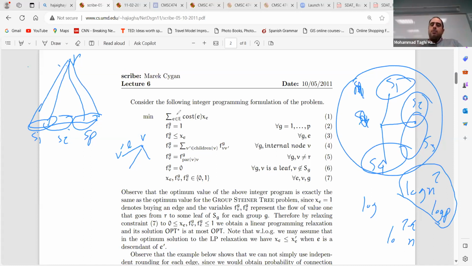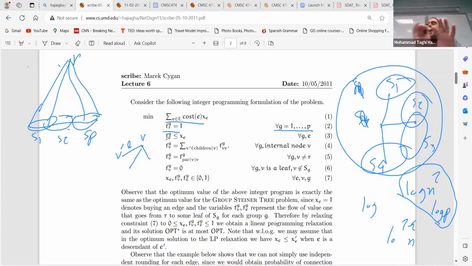So you minimize the sum of the cost of E times x of E. x of E is the same thing that we always had. x of E means buy that edge E. Because you need to find the tree, so x of E equal to 1, you buy. Then we need to use the concept of essentially, for each group, I need to support a flow on the set of bought edges.